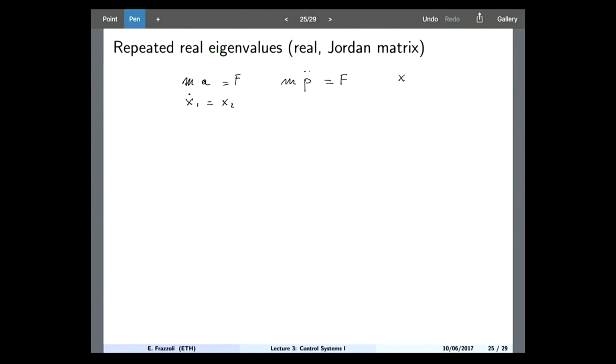Then I can choose my vector x to be p and p dot. So x1 is equal to p, x2 is equal to p dot. Then I can write that x1 dot is equal to x2, x2 dot is equal to f. What are my A, B, C, D matrices?